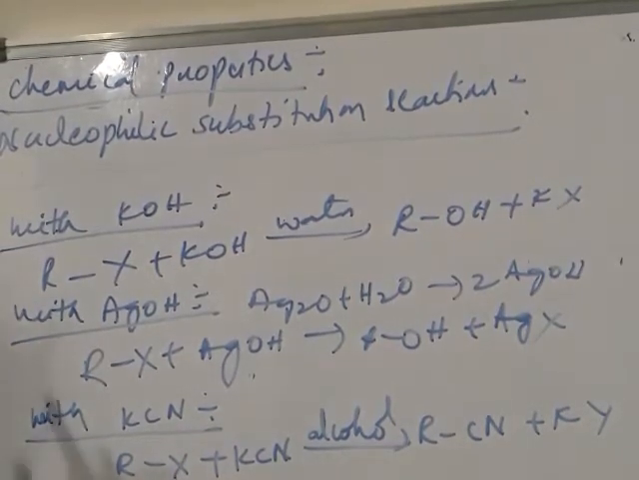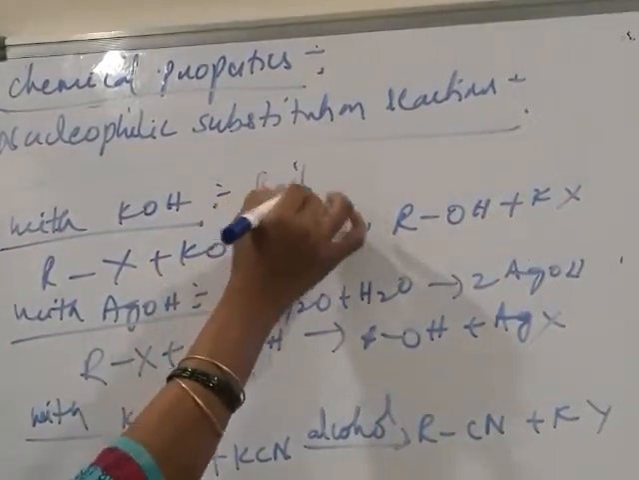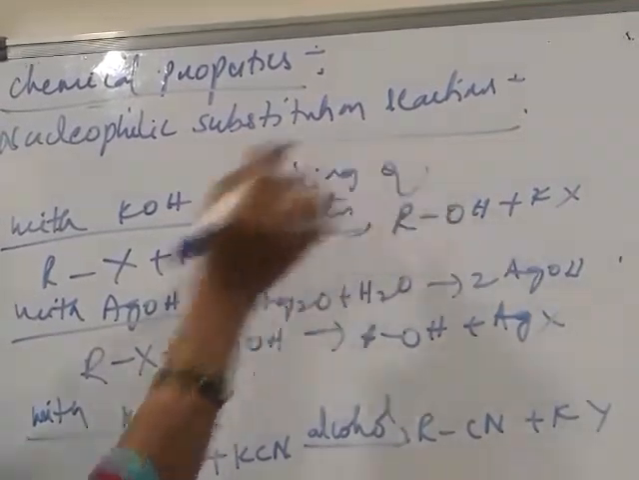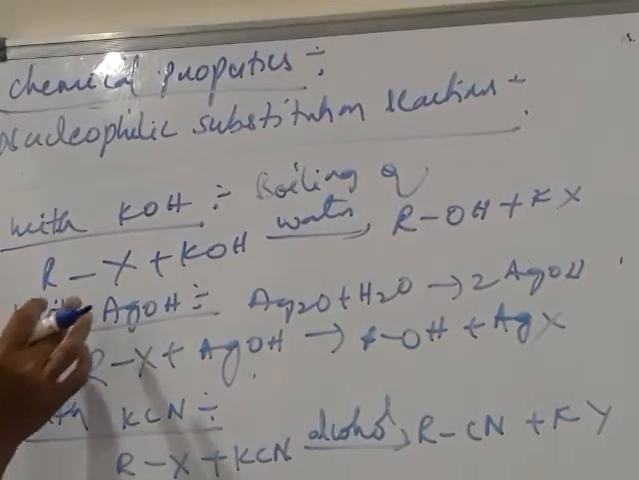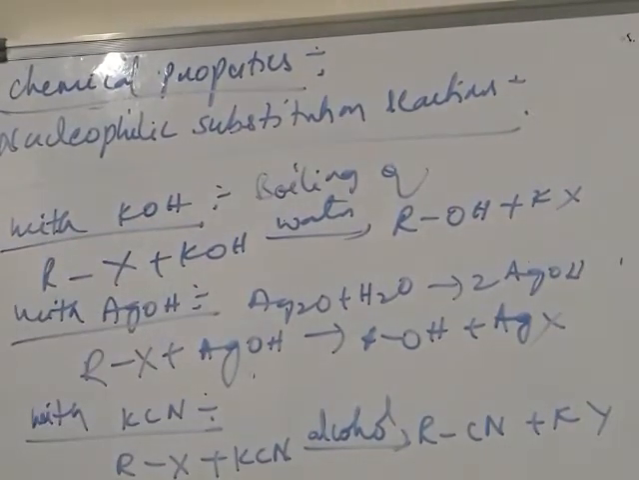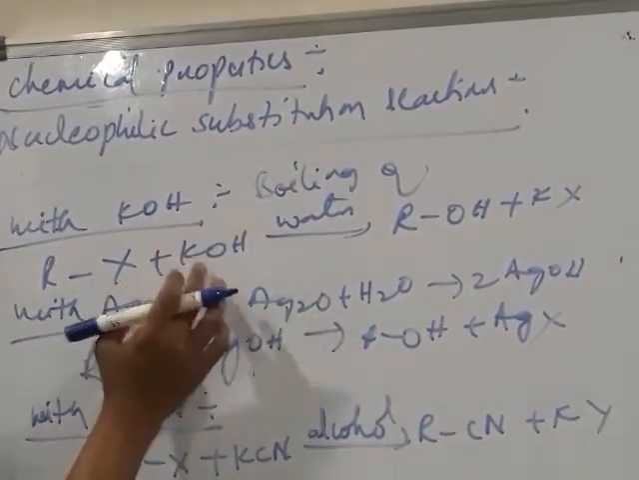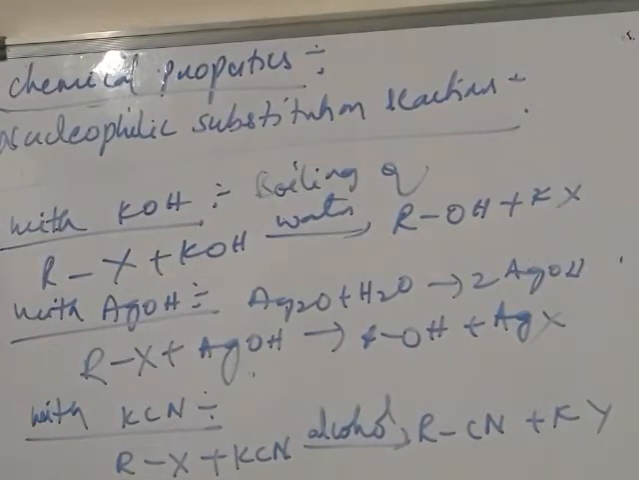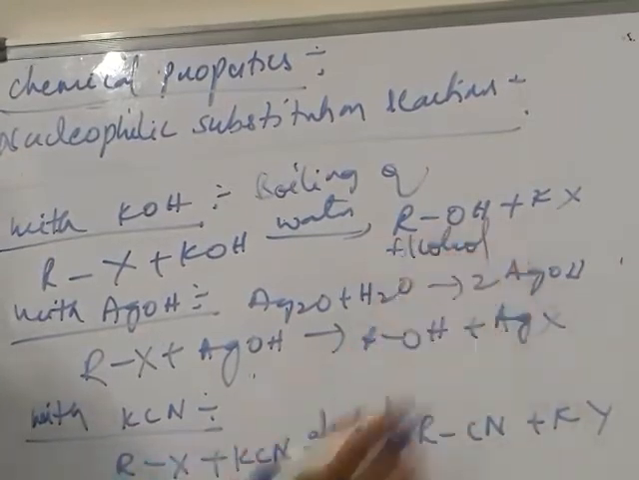Here, first reaction with boiling aqueous potassium hydroxide. The halogen atom present in the alkyl halide is substituted with the OH minus ion, which is the nucleophile here, and we get alcohol as product.